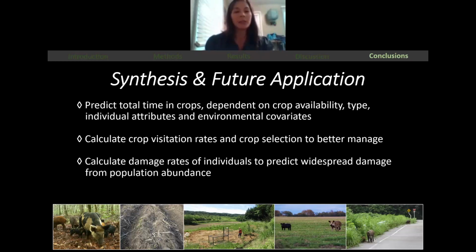And managers may also be able to actually calculate individual damage rates and use those to predict local landscape damage in accordance to local wild pig abundances if that is known in those areas. And further, deployment of collars with cameras could actually bring insight and validation to crop use and selection by these animals.